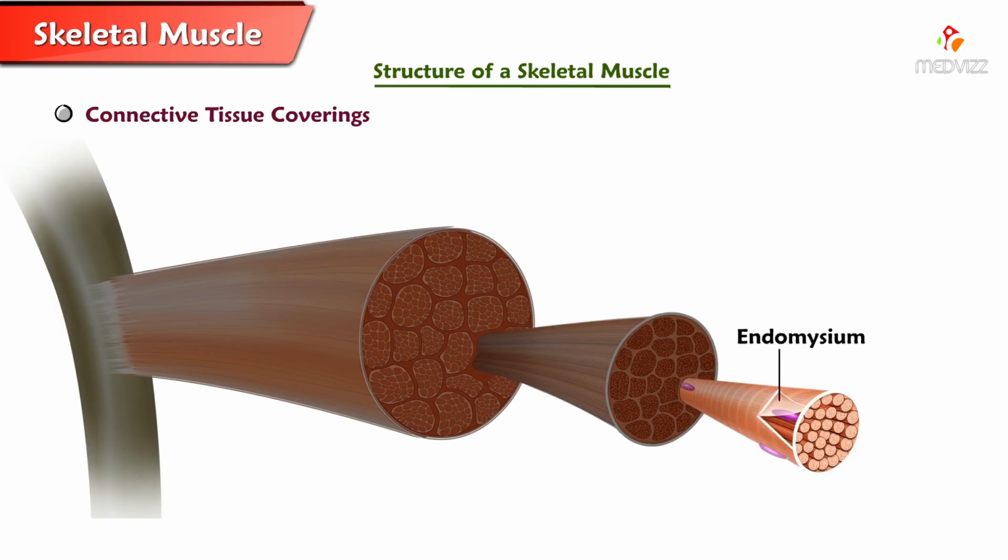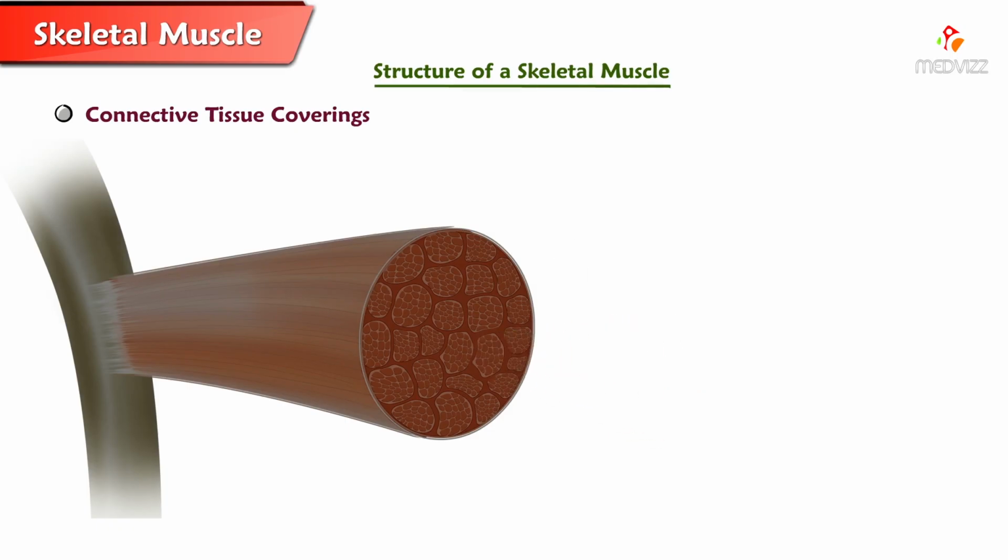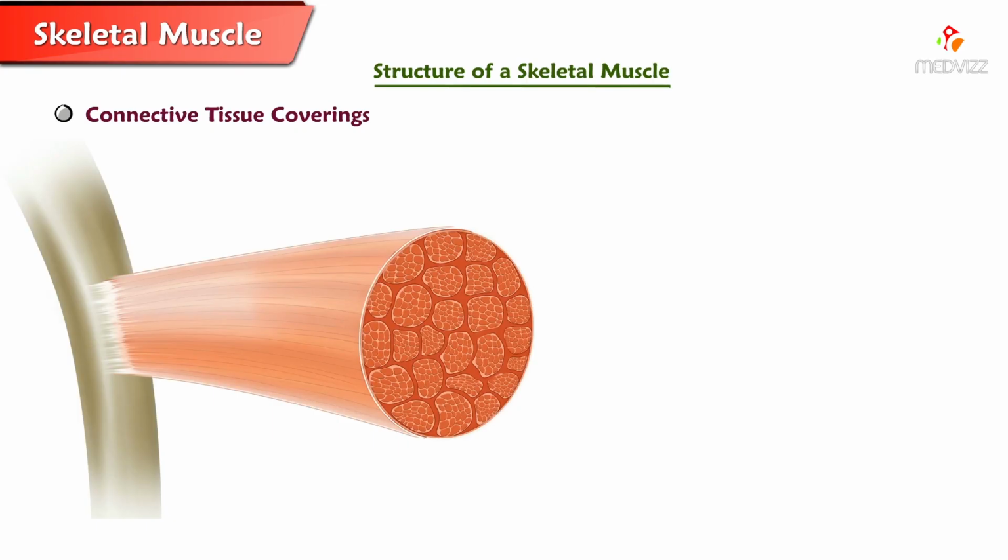called endomysium. Many muscle fibers are bundled together into groups called fascicles. Each fascicle is wrapped in a second layer of connective tissue made of collagen called perimysium. Many fascicles are bundled together to form a skeletal muscle. Each skeletal muscle is covered by a third layer of dense fibrous connective tissue called epimysium.